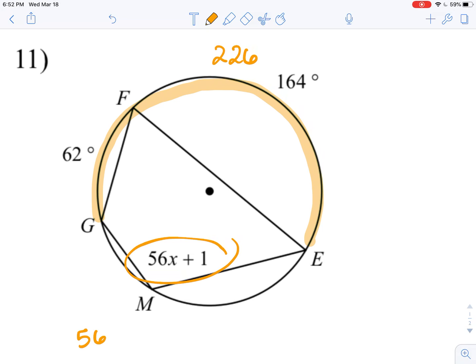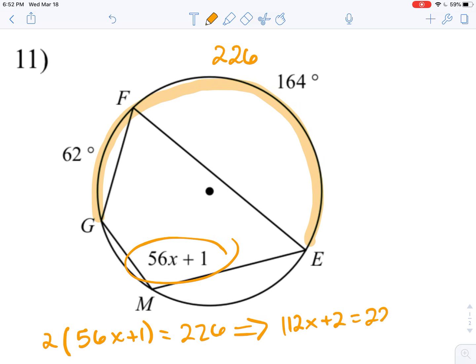And I know that's got to be double this, so 56x plus 1, double that is 226, or 112x plus 2 is 226, 112x is 224, x is 2.